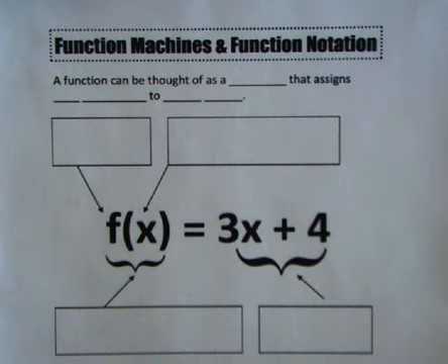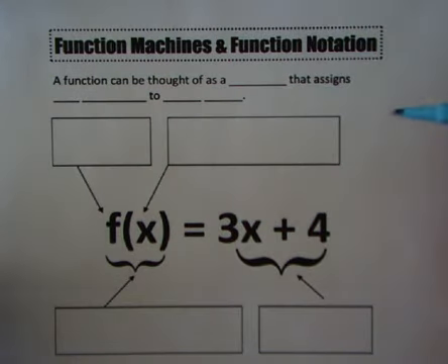We are talking about functions, and in our last set of notes, we learned about what a function is. We learned it's a relation, which is like a set of ordered pairs, where every input has one output. Okay, so today we're going to talk a little bit about functions in a different way. We're going to learn about them as function machines and also about function notation.